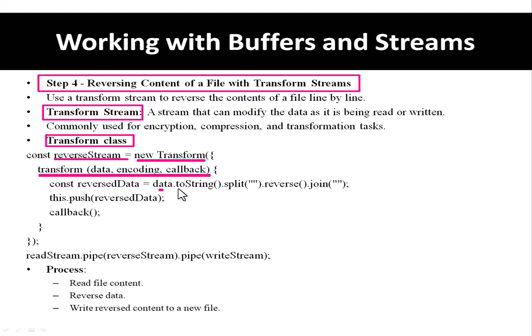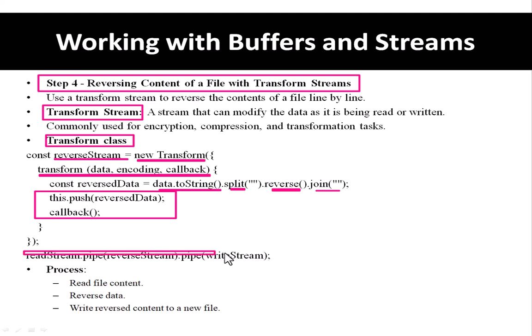Now we perform the callback function, and whenever the callback is performed, the data will be written. Here we read the stream, and whatever data you have read will be written through the pipe. Here we use pipe with the writable stream. Now, from the reverseStream, which we declared as a constant, we use pipe, and again it writes the stream.